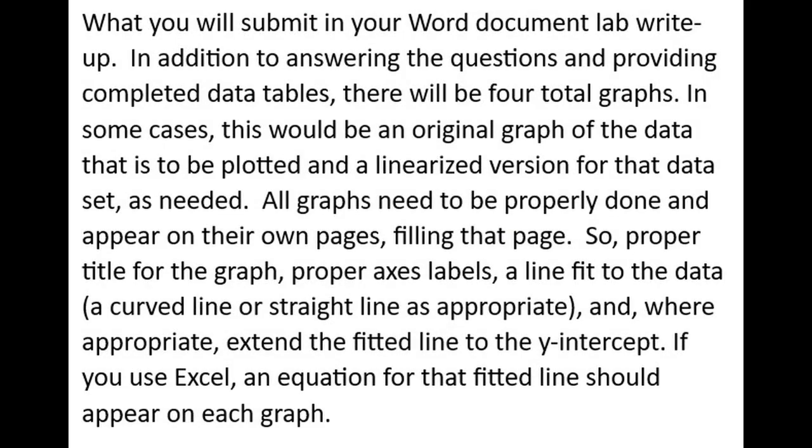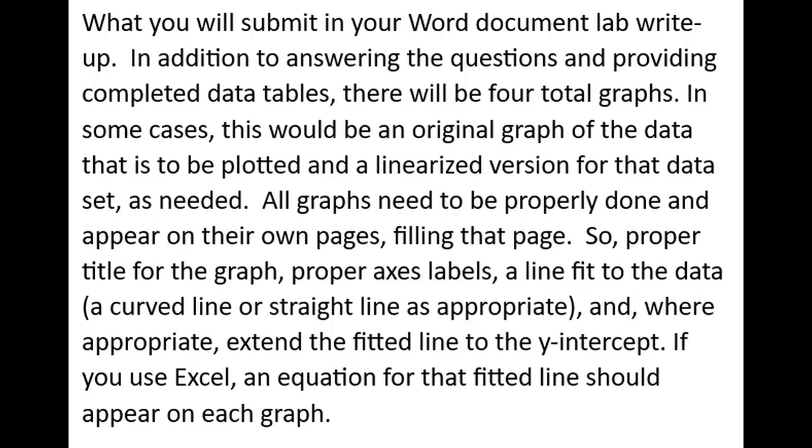Here is what you will submit in your Word document lab write-up. In addition to answering the questions and providing completed data tables, there will be 4 total graphs. In some cases, this would be the original graph of the data that is to be plotted and a linearized version of that data set as needed.